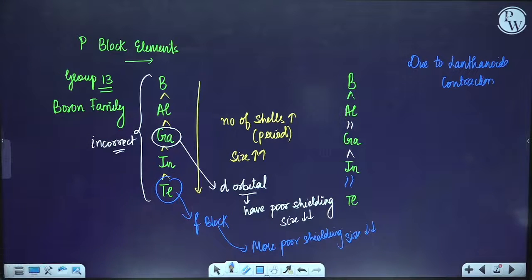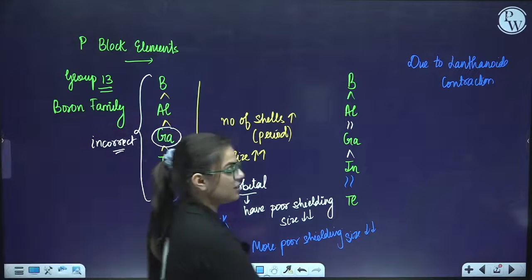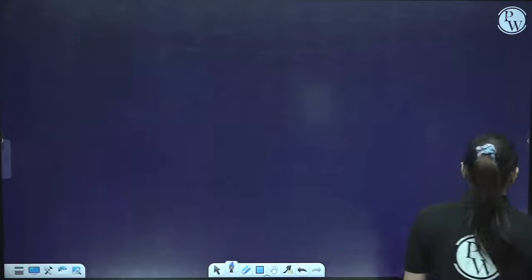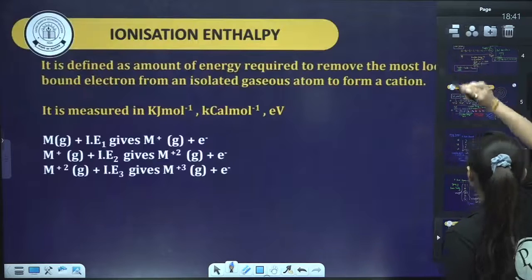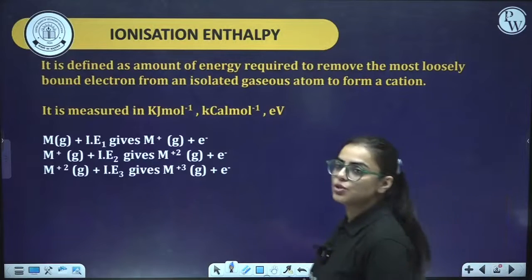Everybody please write it down. Done. So this ends our atomic radii variations, students. Now we have completed the atomic radii variations very well. Now we shall be starting with the next topic, that is ionization enthalpy.